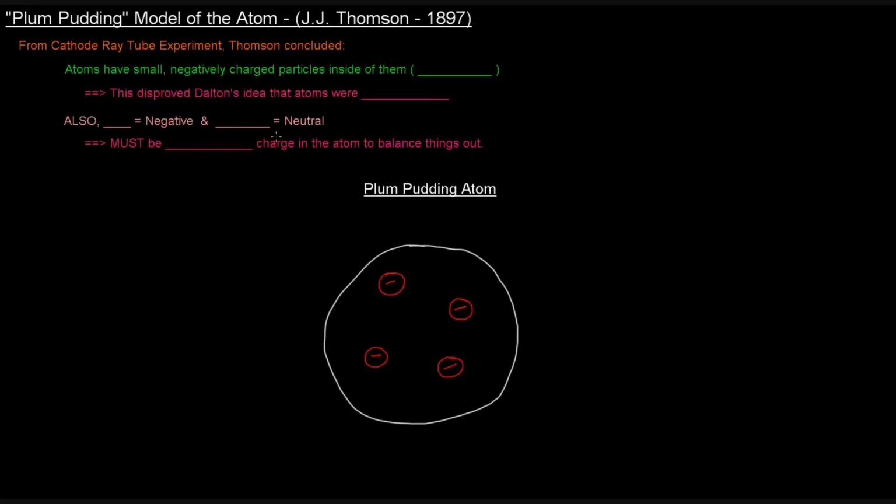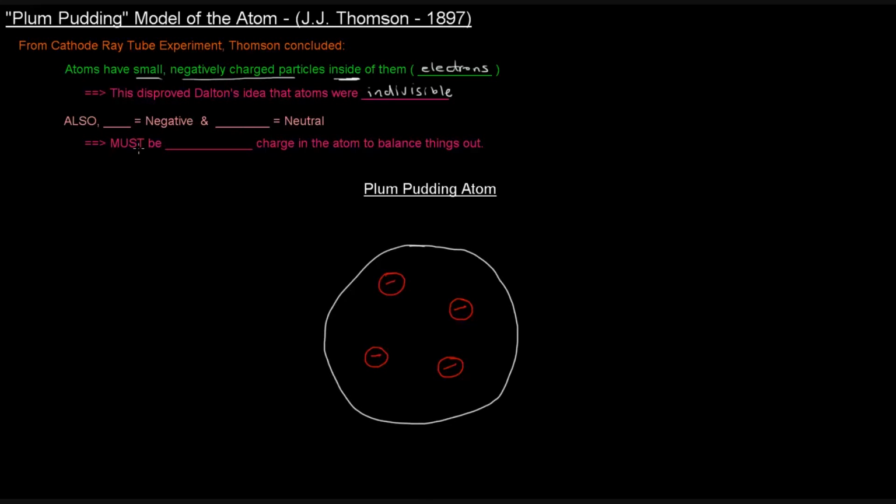So in the previous video from the cathode ray tube experiment by J.J. Thomson, he concluded that atoms have small negatively charged particles inside of them, right, that we called electrons. And of course that disproved Dalton's idea that atoms were indivisible. Because if there's something that's smaller than atoms, then atoms cannot be indivisible, right?